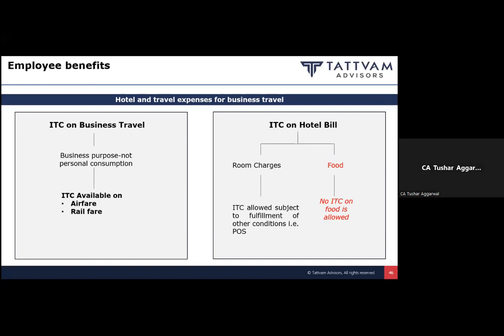But just ensure that the invoice is raised in your name and credit is available, because all these expenditures in hotel as well as in airline are incurred in the course of business, credit fully available. In hotel, room charges credit is available, but ITC on food, restaurant service credit is not available. So that is something which we have to keep in mind.